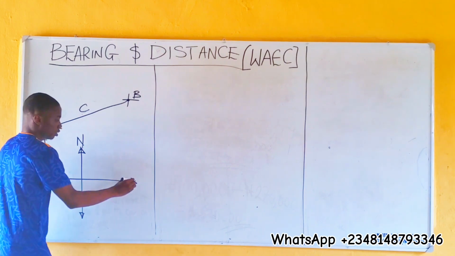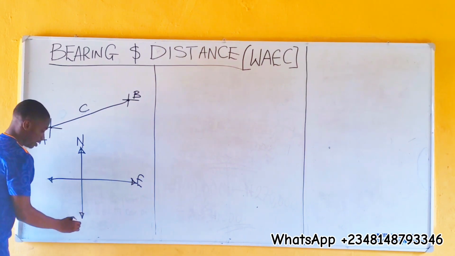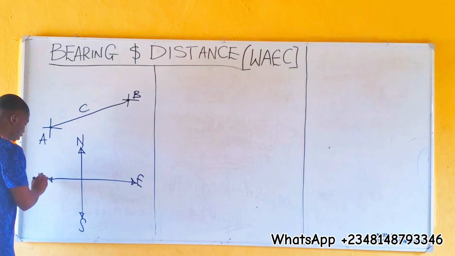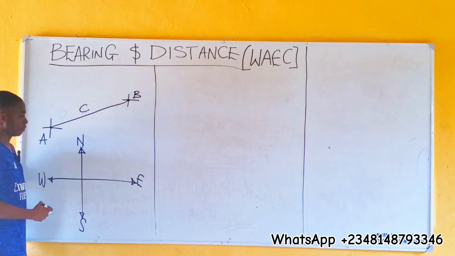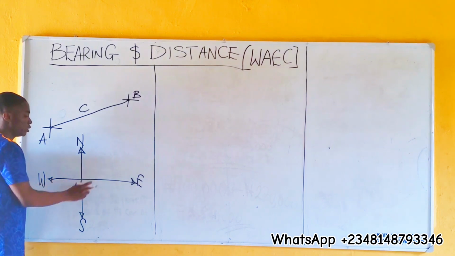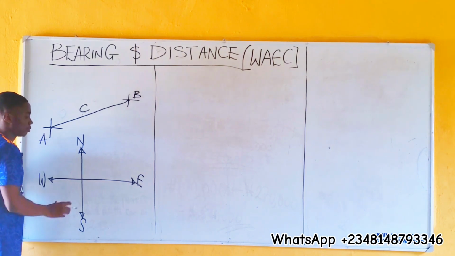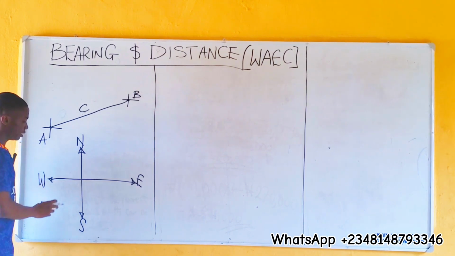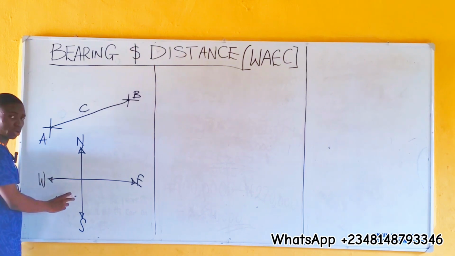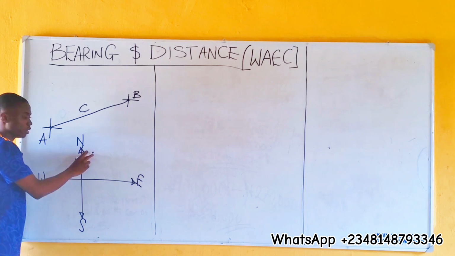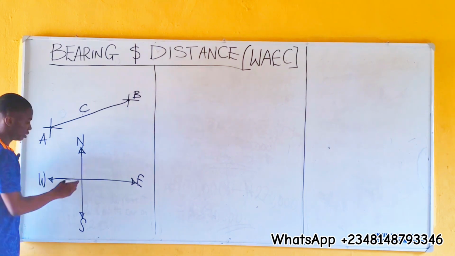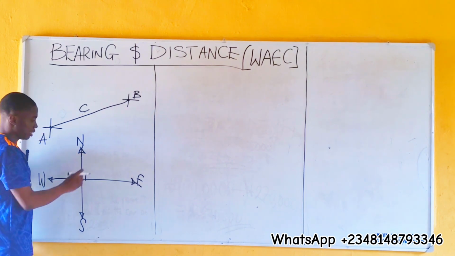This is north, this is east, this is south, and this is west. These are the four cardinal points. Now we have four different quadrants. This is the first quadrant, this is the second quadrant, this is the third quadrant, and this is the fourth quadrant. Each quadrant is 90 degrees. So the angle here is 90.